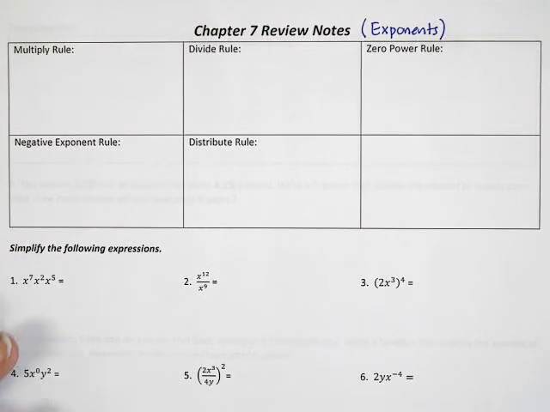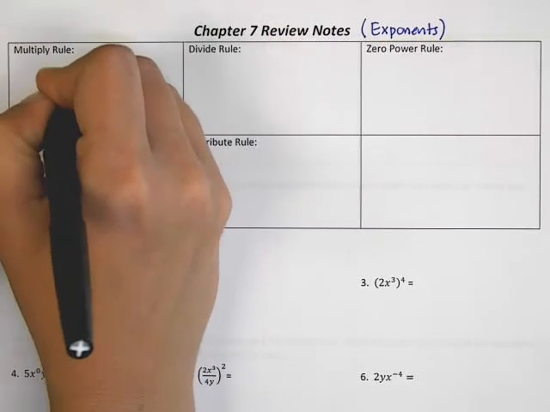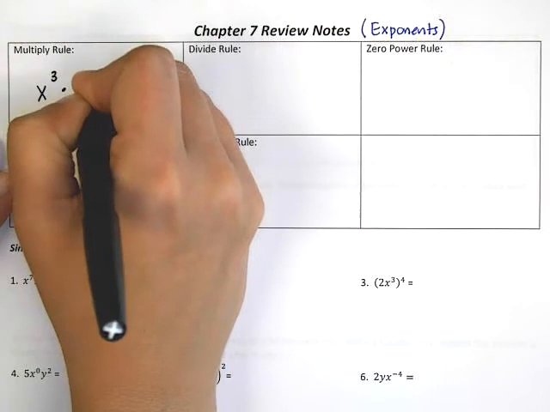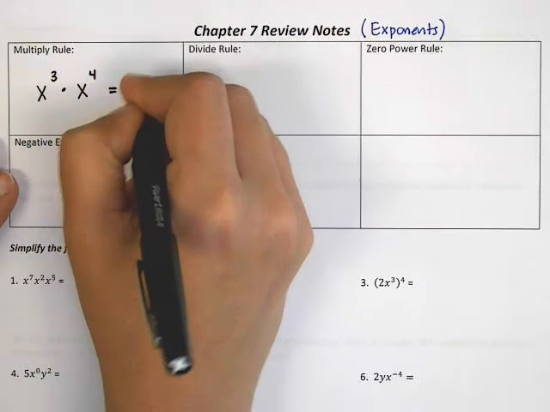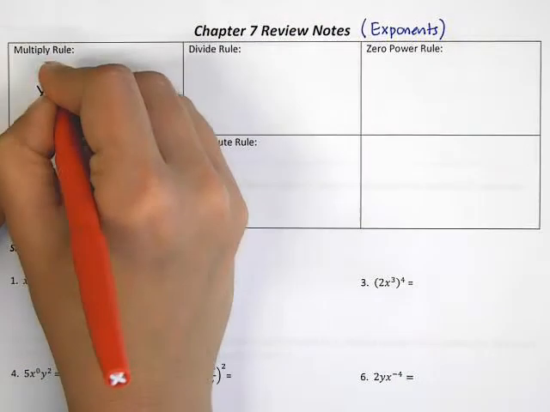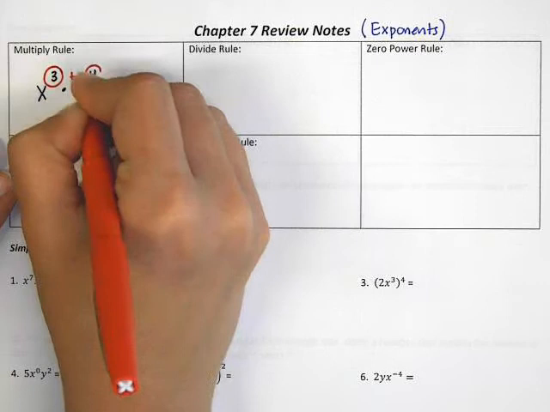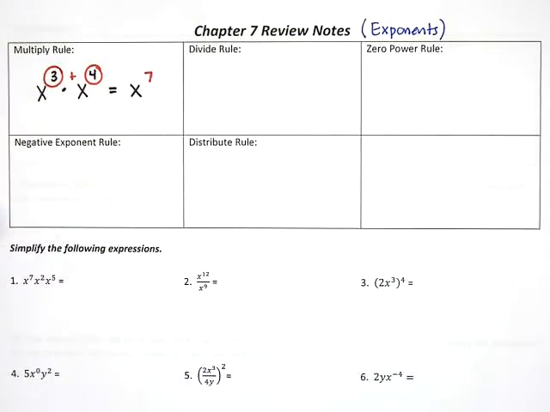The first shortcut we learned was the multiply rule. So if we have x to the third times x to the fourth, so we have a multiplication problem, then the rule is you can take those exponents and just add them together. So my final answer would be x to the 7th.